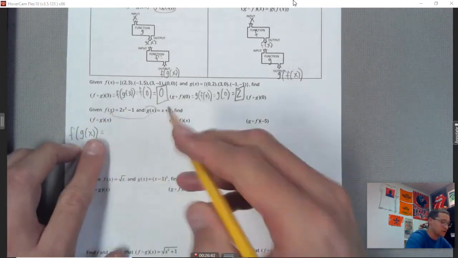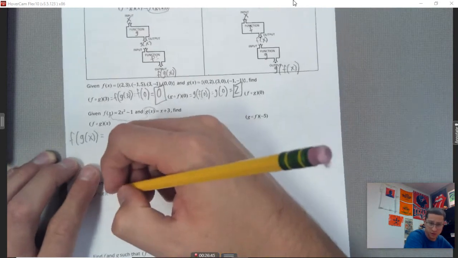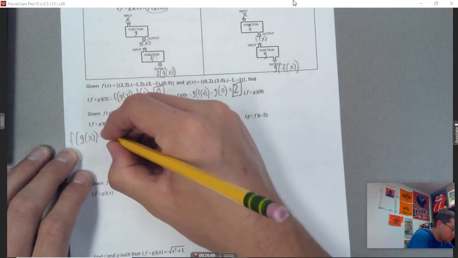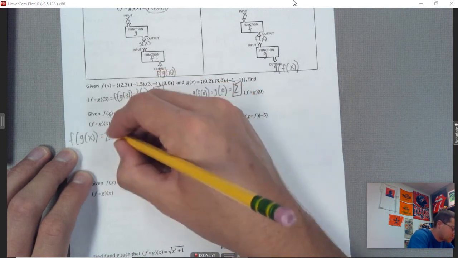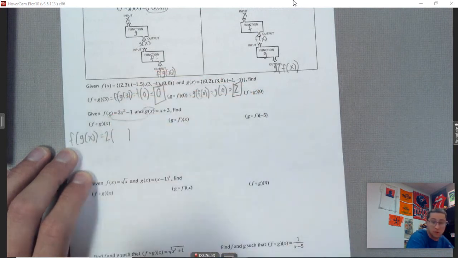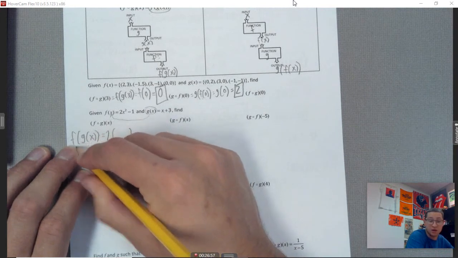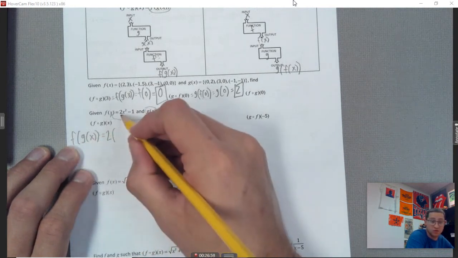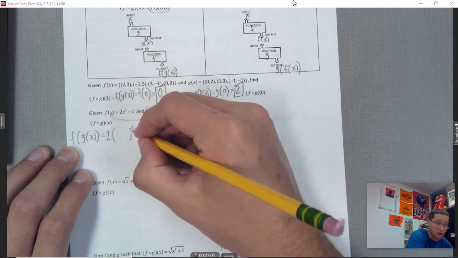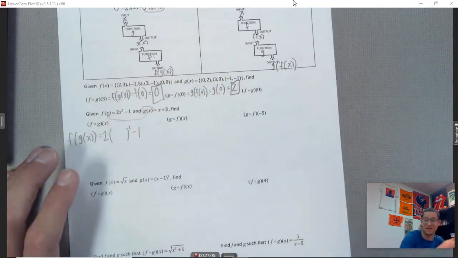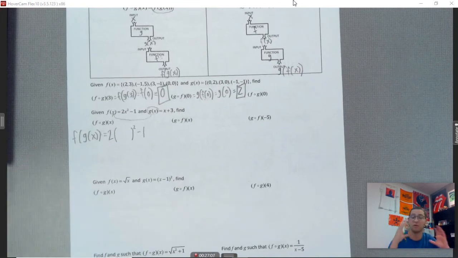Okay, so f of g of x. Here's what I like to do. I'm going to write my f function, and every time I see an x, I'm just going to write a big parentheses. So f is 2 times x squared, and then minus 1. I write my entire f function, but instead of x, I write a parentheses. Me personally, that's what I like to do.